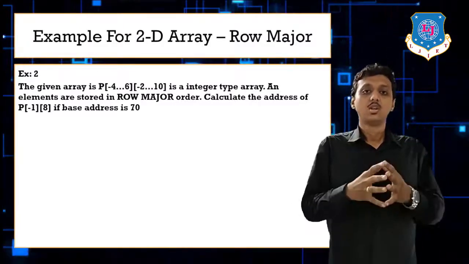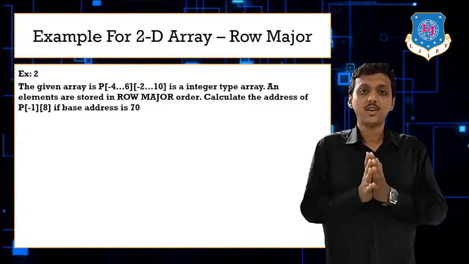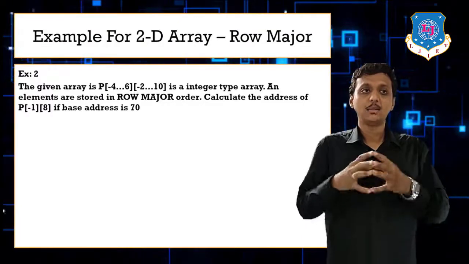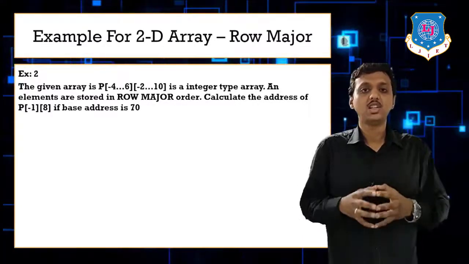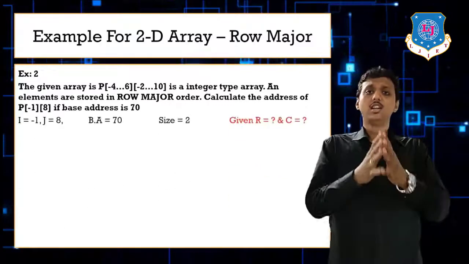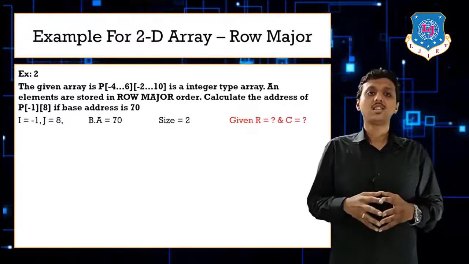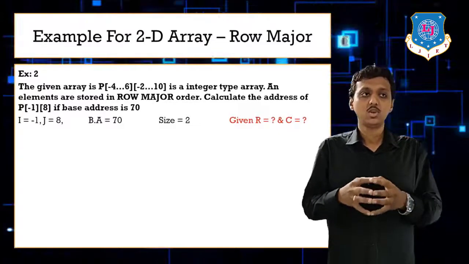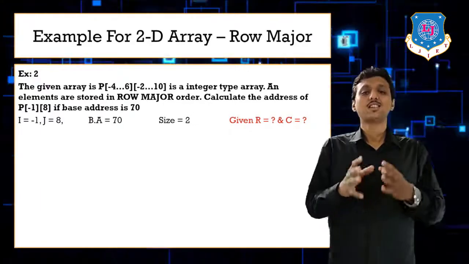So now what do we need to find out? Here we need to find the address of P of minus 1, 8, and the base address is 70, and the array is of integer type. So here just write down all the data. First I is equal to minus 1, j is equal to 8, base address is equal to 70 and size is equal to 2.